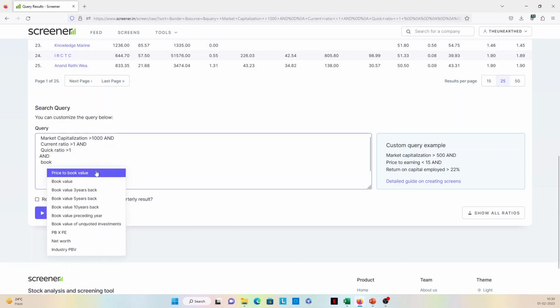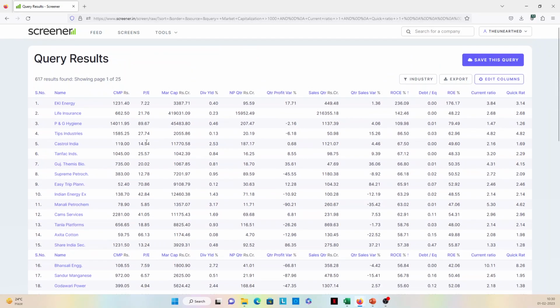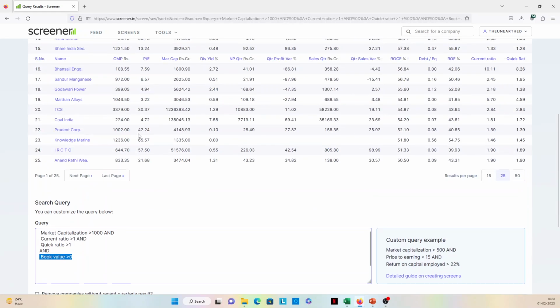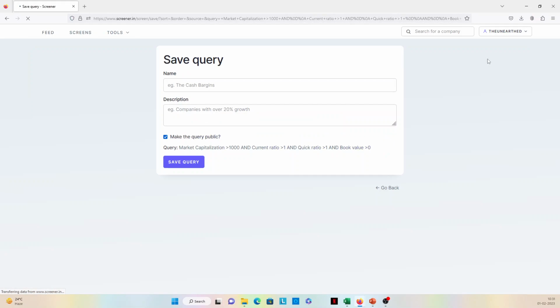One moment. Book value is greater than zero. I hope you know the meaning of book value, but that's fine. Let's see how much impact: 617. That's great. Book value should largely be good. If the current ratio and quick ratio are greater than one, I say a good company, and book value should be greater than zero. So that's fine. That makes sense: 616 companies. I can just save it here if you want to use it later on.